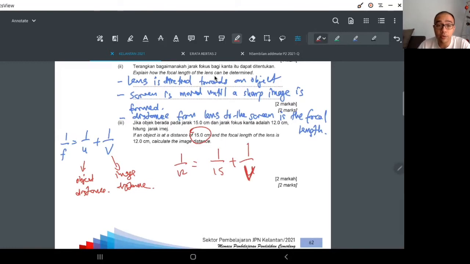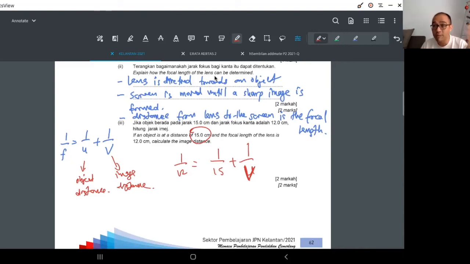Okay, 1 over 12 equals 1 over u, 1 over 15 plus 1 over v. Now I am not really sure why, but I always notice that a lot of students tend to get something wrong with this question. They can substitute it correctly, but somehow the calculation always goes upside down. I don't know what happened with the calculation. So I'm going to show it to you just to make sure that you don't go off track.